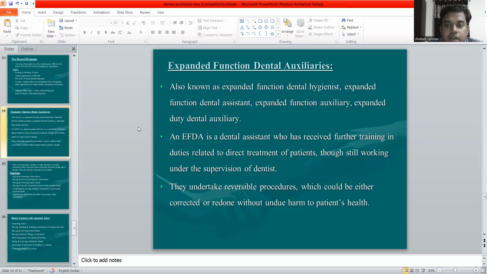Then we come to expanded function dental auxiliaries, also known as expanded function dental hygienist, expanded function dental assistant, expanded function auxiliaries, and expanded duty dental auxiliaries. These are the different names they are called by. An EFDA is a dental assistant who has received further training in duties related to direct treatment of patients, though still working under the supervision of a dentist. They are basically dental assistants.